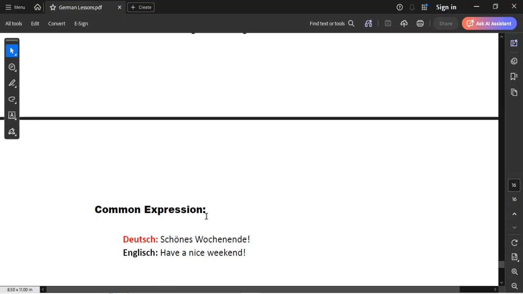Now, we are going to look at a common expression. How does somebody tell you to have a nice weekend in Deutsch? The person will say schönes Wochenende. Schönes Wochenende means have a nice weekend.